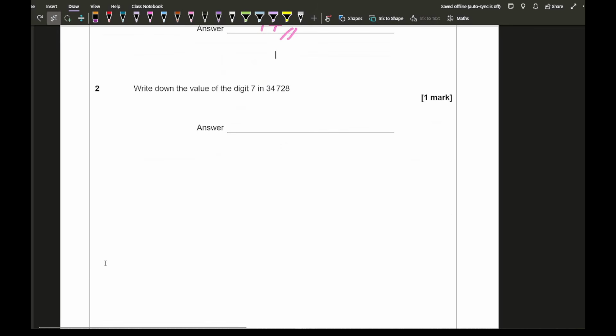Then for question 2, it says write down the value of the digit 7 in 34,728. Well, I've kind of given the answer away. So here we've got 7, and that represents 100, so the answer then is 700.